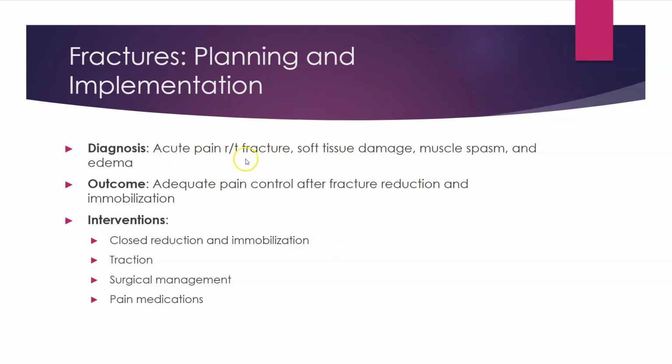Diagnostic-wise, guess what? They're going to have pain related to fracture and soft tissue damage with muscle spasms and edema. So we're going to try and reduce that. We can use different pain medications, reduce that, and make sure that the bones are lined up. Maybe use some traction. I don't see traction used a lot in a clinical setting. NCLEX still loves to ask questions, especially about Buck's traction. We'll cover that in a little bit. Otherwise, if it's unable to be a closed reduction, we might have to do an open reduction and an internal fixation with surgical management.